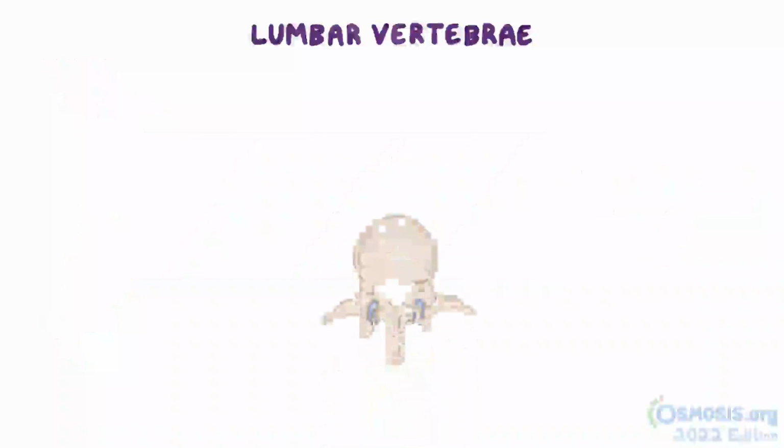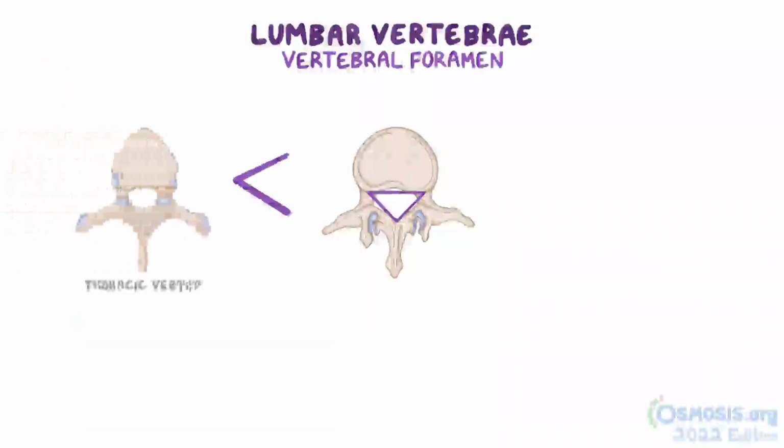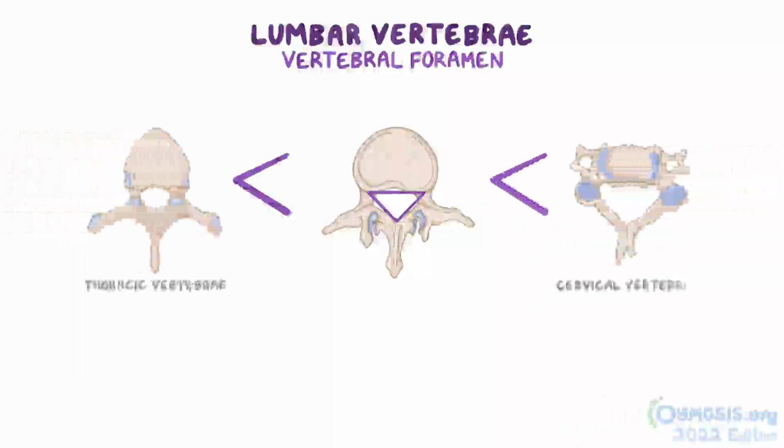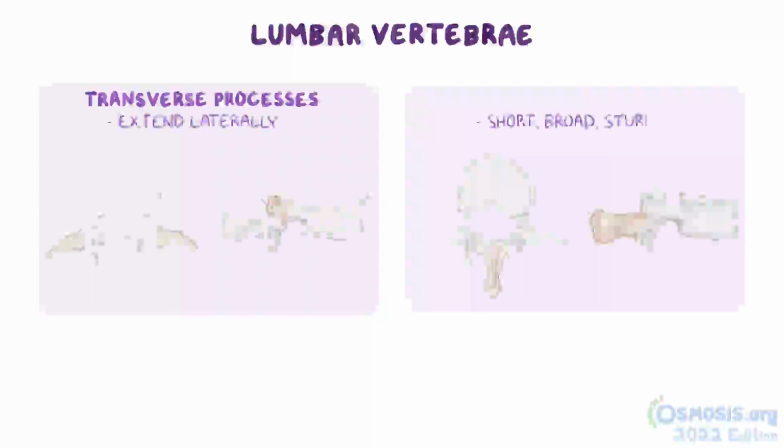Typical lumbar vertebrae also have a triangle-shaped vertebral foramen, which is bigger than the thoracic vertebrae, but smaller than the cervical vertebrae. The lumbar vertebrae also have long, slender transverse processes that extend laterally and short, broad, sturdy spinous processes.